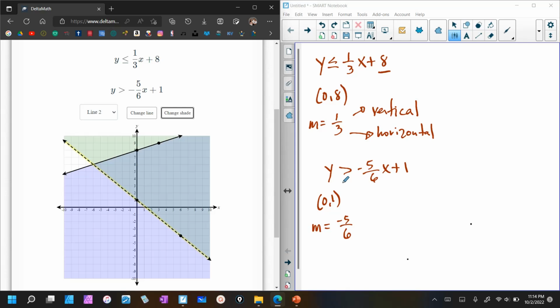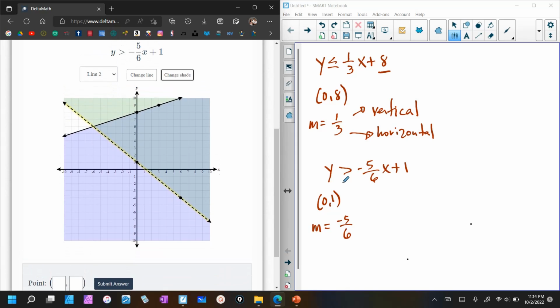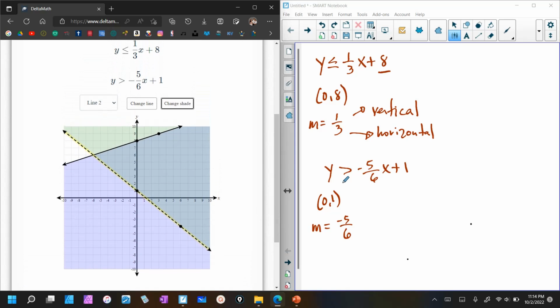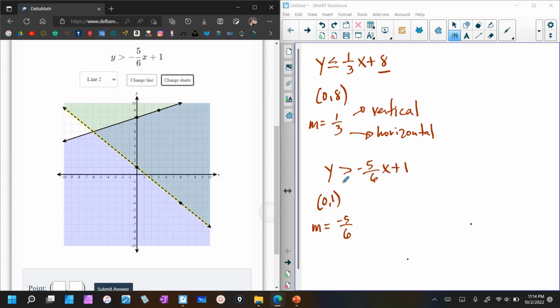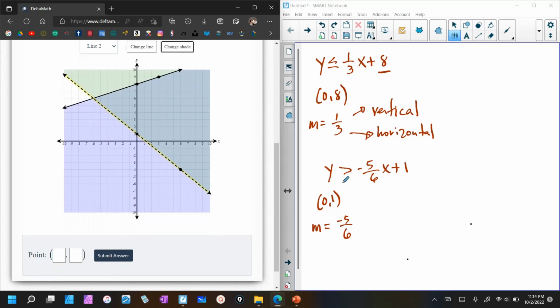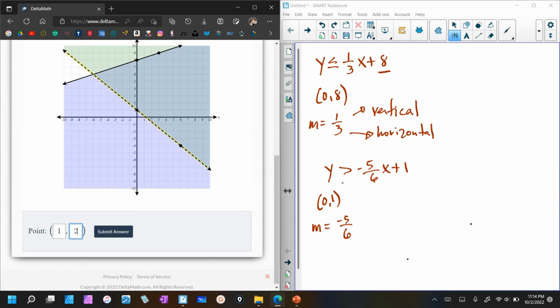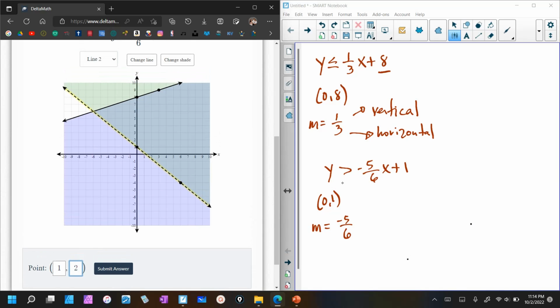Okay. Now this will tell you the solutions to the system. By the way, I'm using Delta Math here. To answer this one, we just need to pick any point from the overlapping shaded region. So let's say 1, 2. Any point will do. So let's just say 1, 2. It can be 1, 1. It can be 2, 3. So any point there.